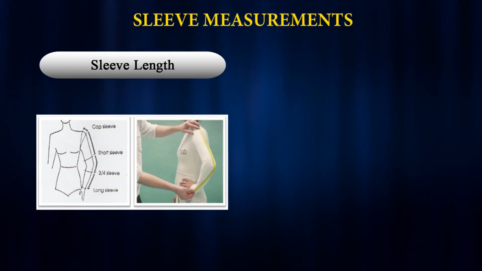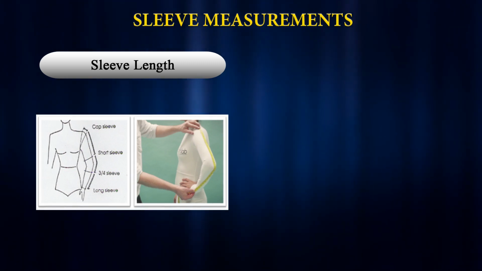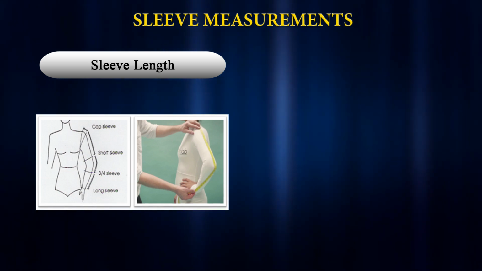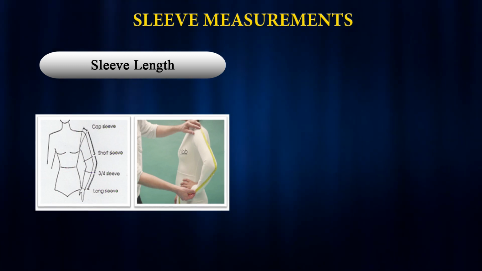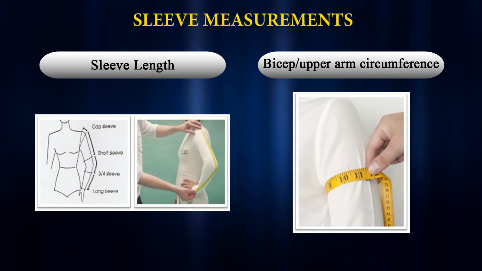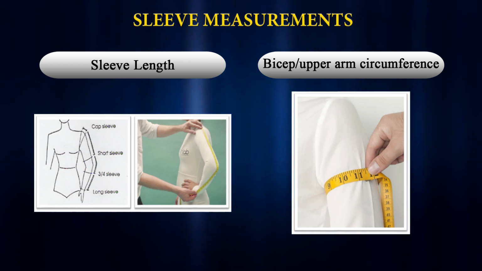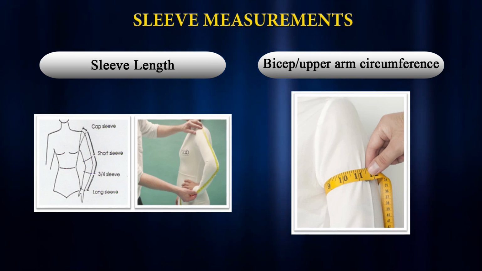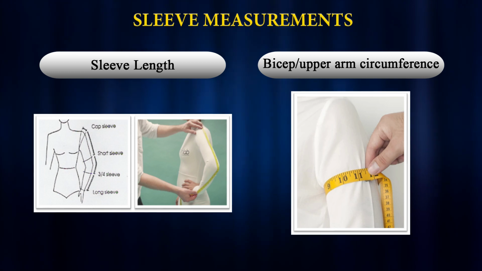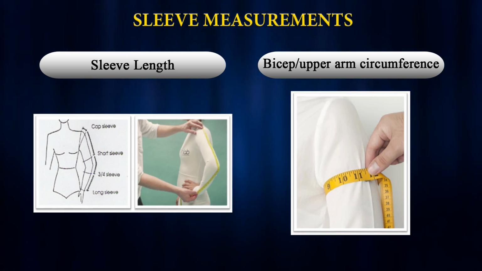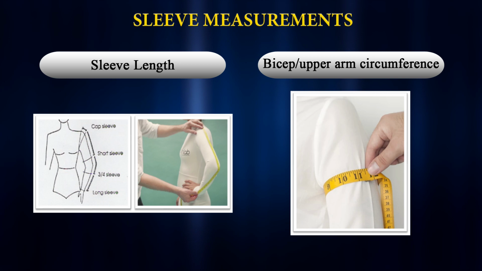So when we want to take a sleeve length for the cropped sleeve, we take the shoulder armhole length. Then if we want to take the short sleeve, we take the bicep or the arm circumference, as you can see in the second picture. Then if we want to take the 3/4 sleeve, we take the measurement from the end of the shoulder point to the 3/4 measurement, which is below the elbow.